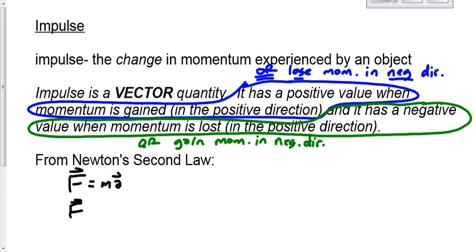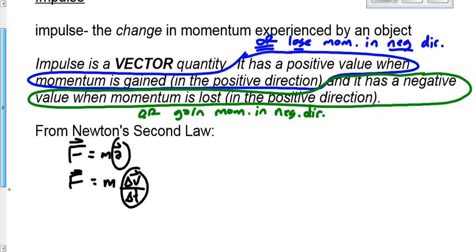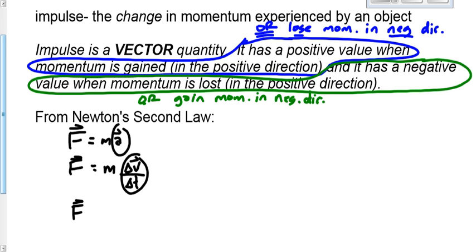Now, I'm going to replace a, the acceleration, with delta v over delta t. I can do that, right? Is that okay? Mathematically sound? Sure it is. So one more step: take the t up to the other side by multiplying, and I'm going to end up with F times t is equal to m times delta v.